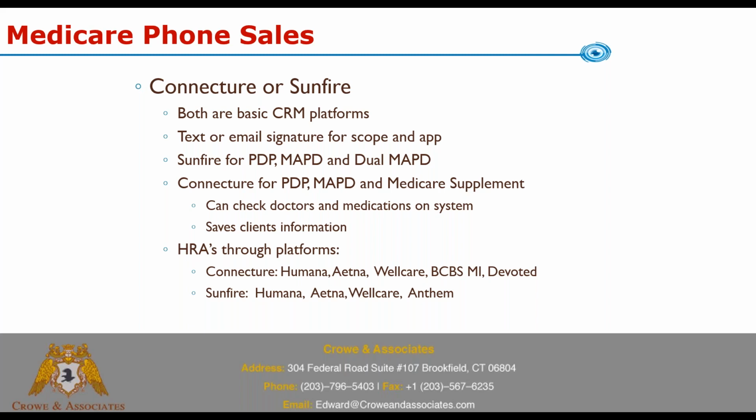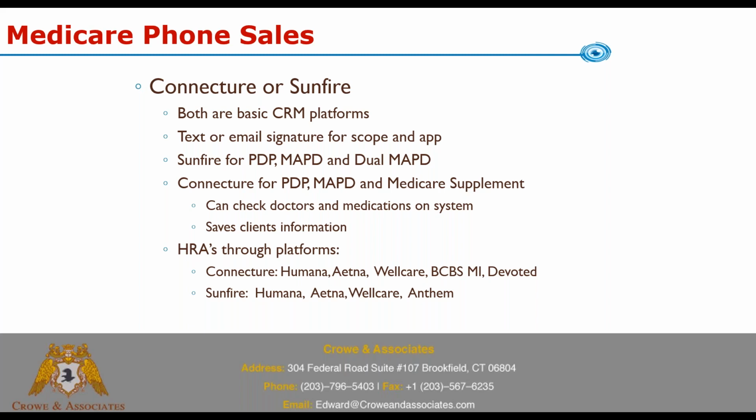The enrollment process for both is text or email. So it's text or email for the scope and the app. They don't do pure voice enrollment. So the idea with them would be you're talking to the prospect on the phone, going through things with them. Pull up the plan, check their drugs, check their medications, if you're doing an Advantage plan or a PDP. And then when they're ready to buy or they want to enroll in something, then you would text or email them the app for them to click on it and enroll. Same thing with the scope as well.